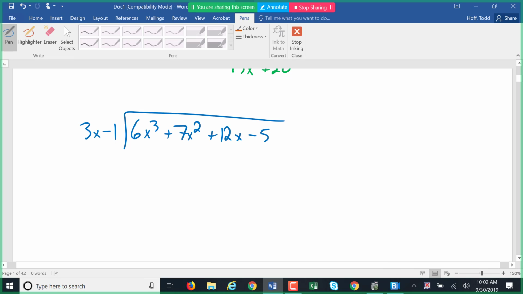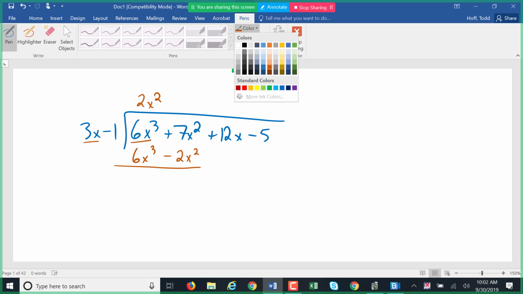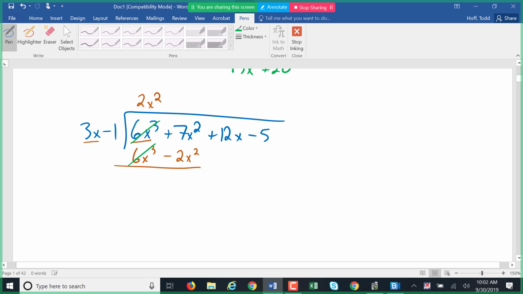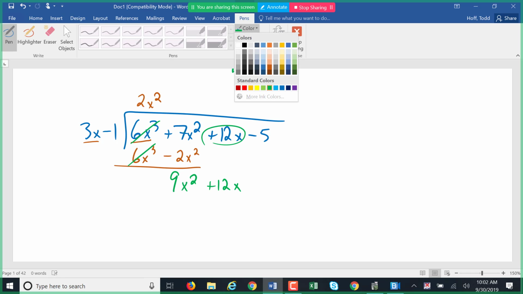So let's take a look here. So we start out with the leading coefficients here. 6x to the third divided by 3x is 2x squared. Multiplying it out, 2x squared times 3x is 6x to the third. 2x squared times negative 1 is a negative 2x squared. And we'll subtract. So the 6x to the third minus 6x to the third is 0. 7 minus a negative 2 is 9x squared. Bringing down that next term of positive 12x.